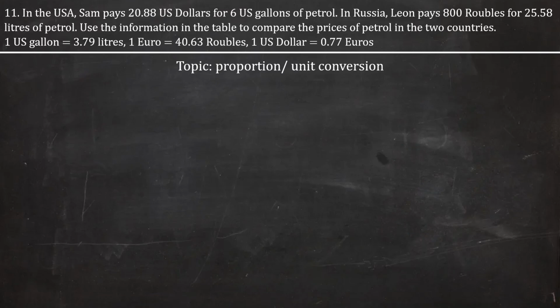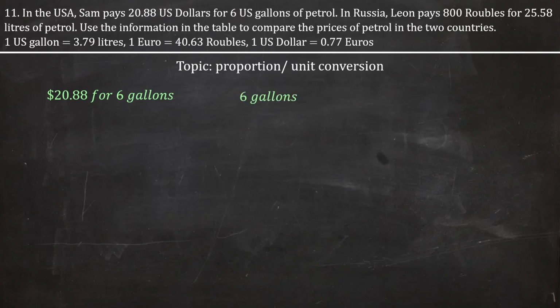Question 11, a proportion unit conversion question, a really annoying one. The main idea here is you can only compare two amounts if they are in the same units. So you need to put the amounts in the same units. I'm going to change how much Sam pays. If you change how much Leon pays, that doesn't matter, but I'm going to go with Sam. So Sam pays $20.88 for 6 gallons.